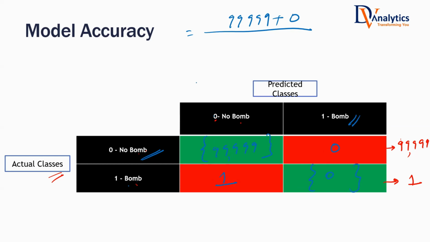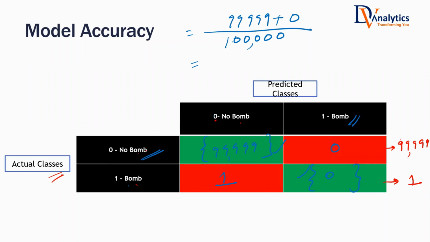That will be in the numerator. 0 as 0, 1 as 1. Are you with me, everyone? What will be in the denominator? The overall number of rows. How many overall rows are there? 1 lakh. So this is the numerator, and this is the denominator. Tell me what is the accuracy here?